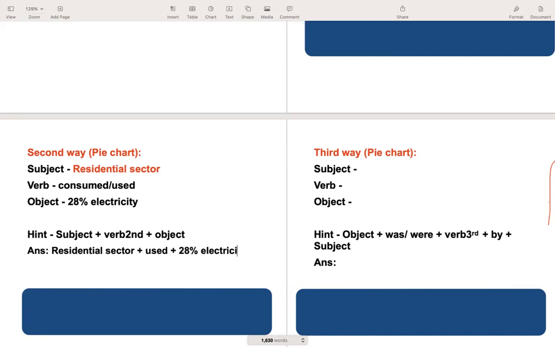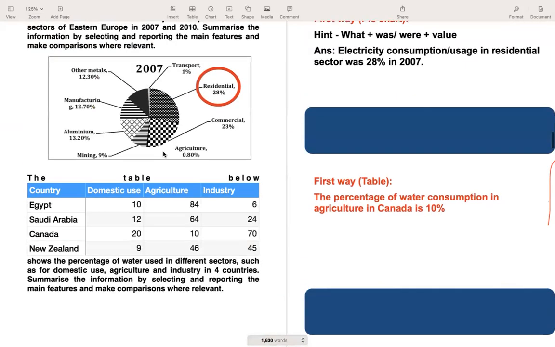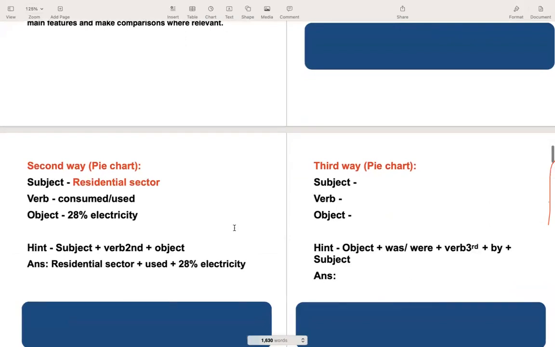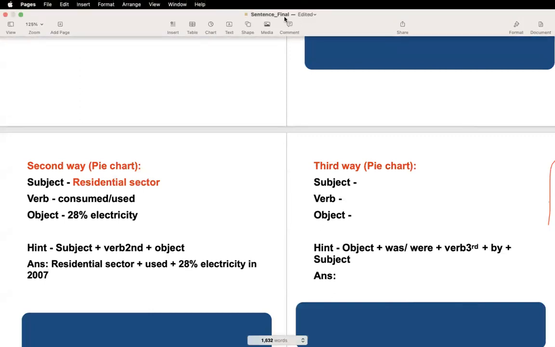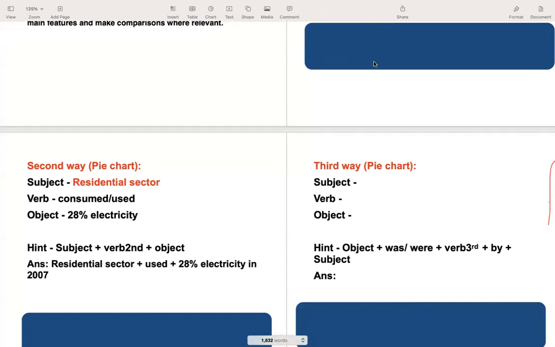We're missing one thing that you missed. What are we missing? You're missing the year. 2007. In the year 2007. Is it clear? Yes, sir. Okay. So follow the sentence structure.